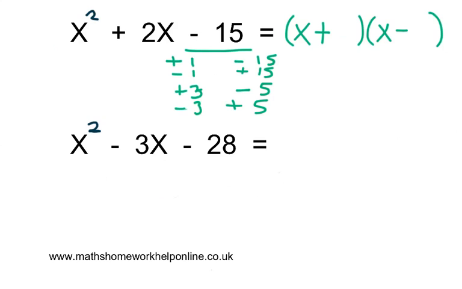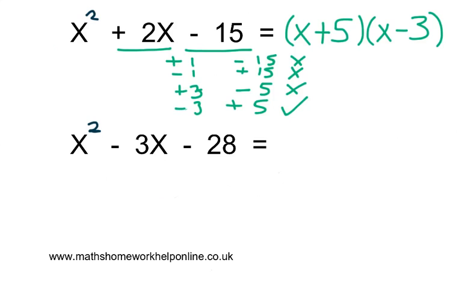So adding these across, we want to make plus 2. So 1 minus 15 is minus 14, so that won't work. Minus 1 plus 15 is plus 14, again that won't work. 3 minus 5 is minus 2, it's close but it's not quite right, so that won't work. But minus 3 plus 5 is plus 2, so that will work. So that means our answer is x plus 5, x minus 3.